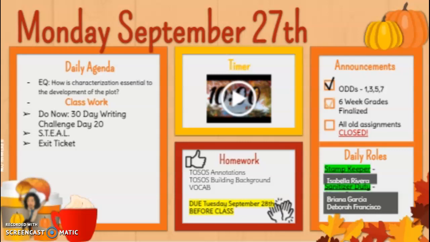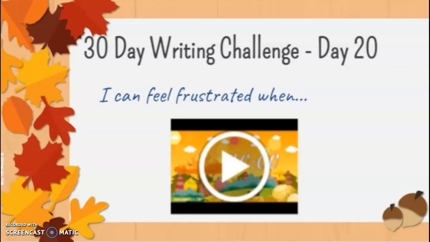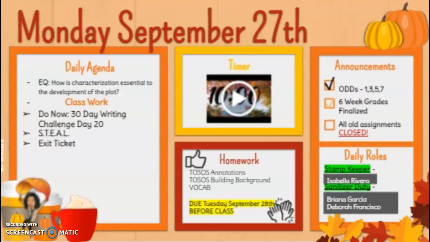So for today, both classes completed the 30-day writing challenge, day 20. For day 20, I can feel frustrated when blank. So you let me know when you felt frustrated. Due tomorrow are your TOSO's annotations and your TOSO's building background vocabulary. Everybody's familiar with how to build that vocab. I have a video from last week on how to do that. It's your annotations that are now due, okay?